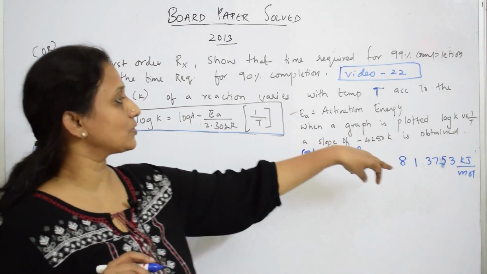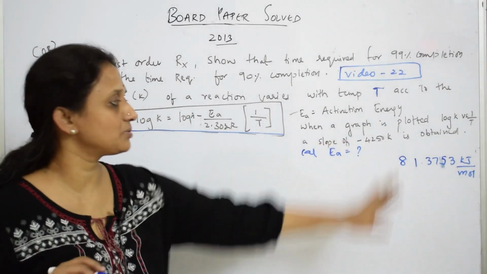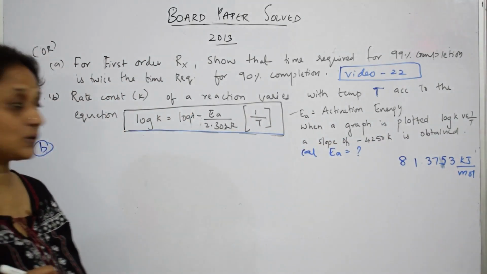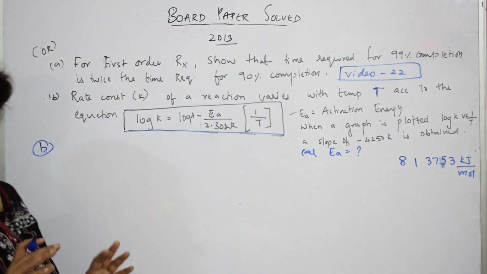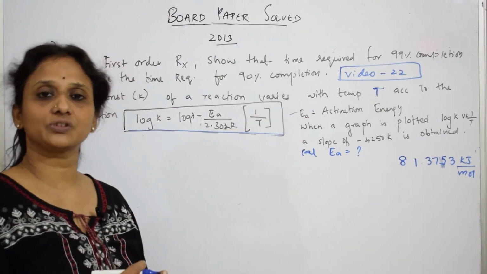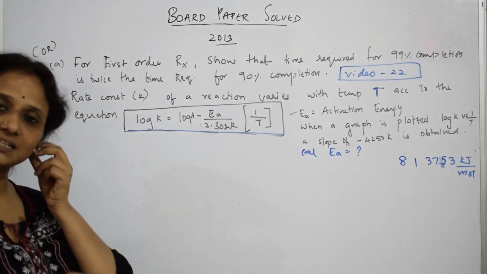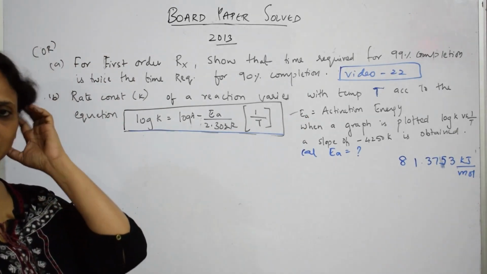When a graph is plotted, log K versus 1 by T, a certain slope was obtained. What should I find out? I have to find out Ea. Whenever graphical questions are given to you, try to first draw the graph, then go to the calculation part, so that you'll get the complete 3 marks in that particular numerical.